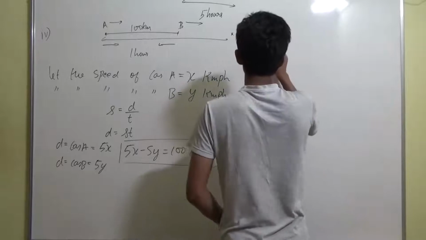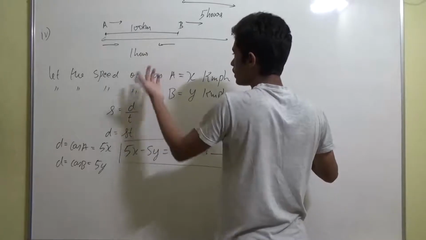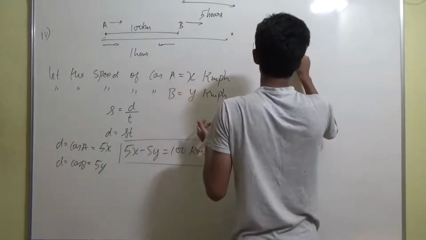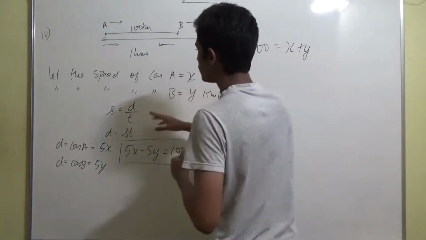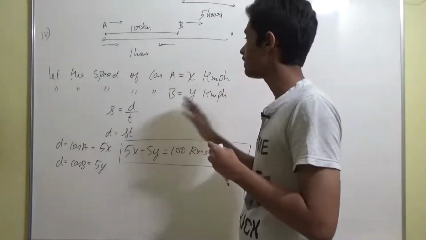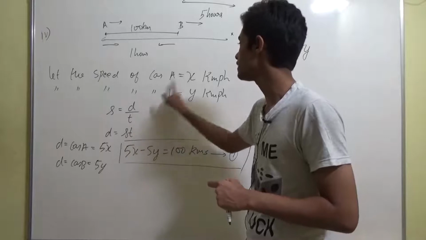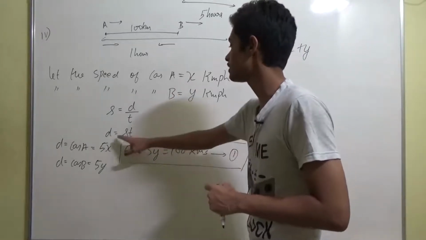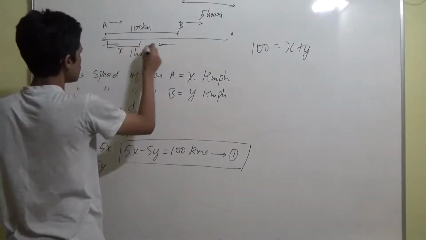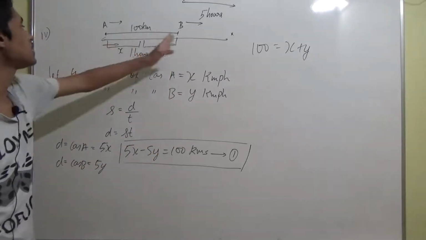100 equals speed of car A, which is x, and the time is 1. So here it's going to be only 1. x multiplied by 1 is also x, and y multiplied by 1 is also y. So we can simply write it as x plus y. Getting it? The distance between A and B is 100 in the second case, when they are moving in the opposite direction, and the time taken was 1 hour. For example, car A covered x distance and car B covered y distance. So x plus y should give you 100, right? Because the distance between them is 100.